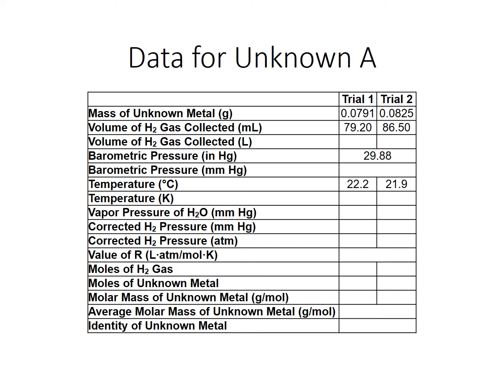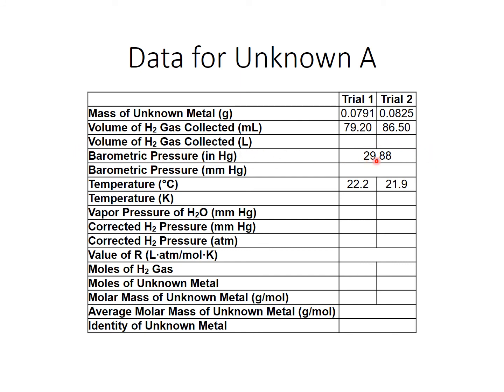Here we are going to have 3 different unknowns. Of course, since we're not in the lab at all, we have to give you some of these measurements. So this is data for unknown A. The next 2 slides are B and C, and you will be assigned a particular unknown. But just walking through the data for unknown A, we would have weighed out the mass of the metal, and here's the mass of the metal for the 2 trials. And then we will have a volume of gas that was collected in milliliters. You're going to have to end up filling in the rest of this table.